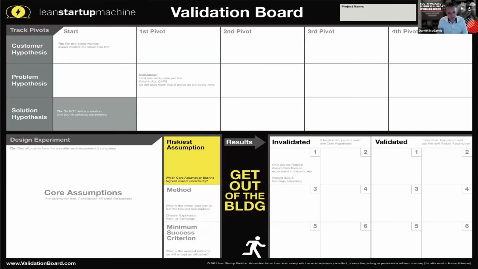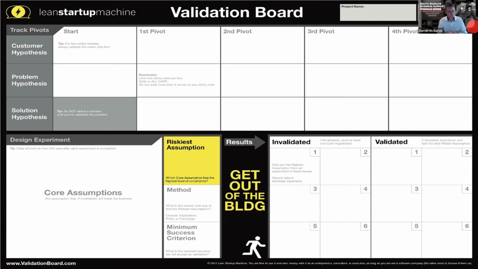This is what's called a validation board. It's a way of thinking about how to validate your product or service. I'm not going to go through this in detail. Again, this is one of these things you can just download for yourself. There's a website there, validationboard.com.